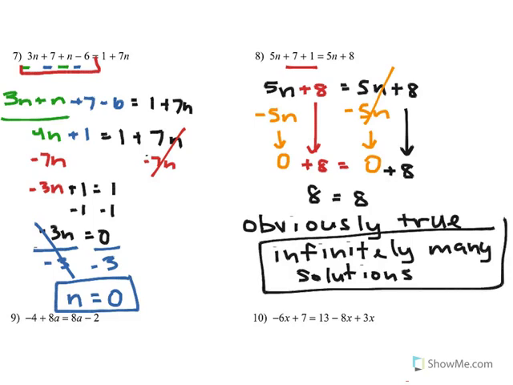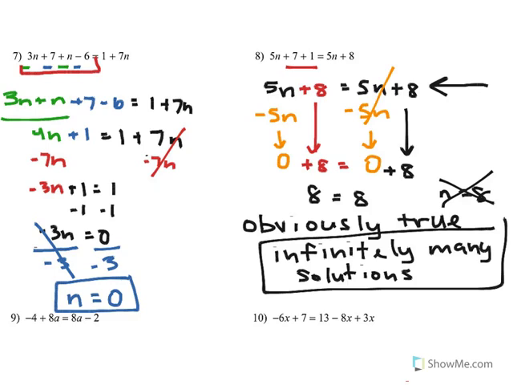We could have discovered this way back here at the beginning. Once I made that first step and I simplified and I ended up with the equation 5n plus 8 is equal to 5n plus 8. Well, obviously that's true. It's basically saying that it's equal to itself, so of course that's going to be true. So as I'm taking these steps to solve it and as I'm undoing these things, I end up with something that is obviously true, like 8 equals 8. That does not mean your answer is n equals 8. Okay, instead it means infinitely many solutions.